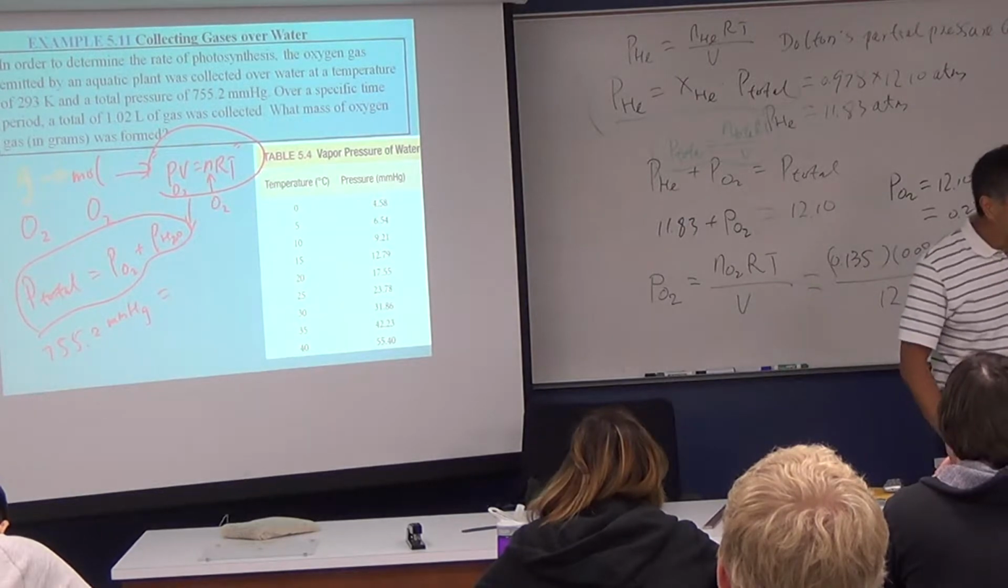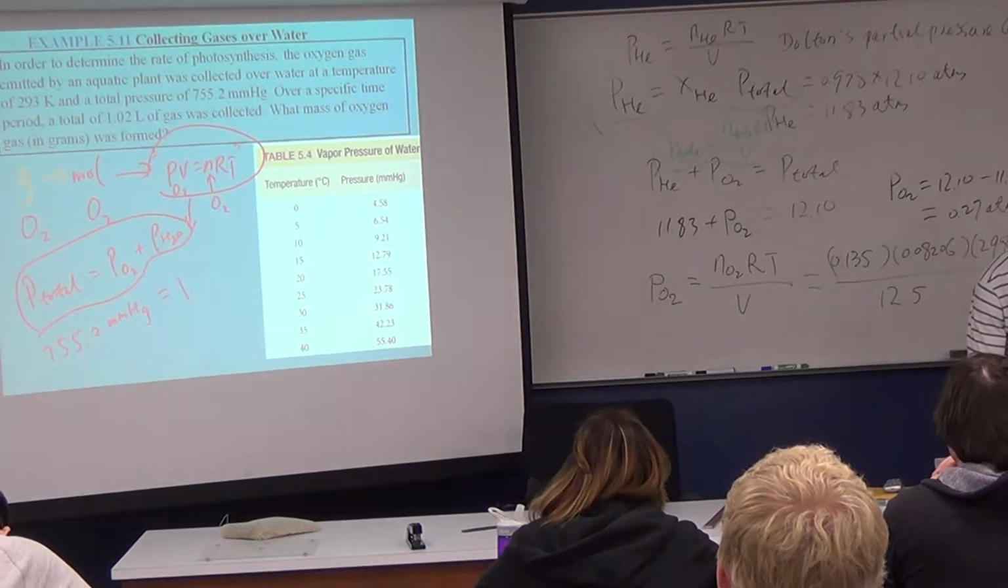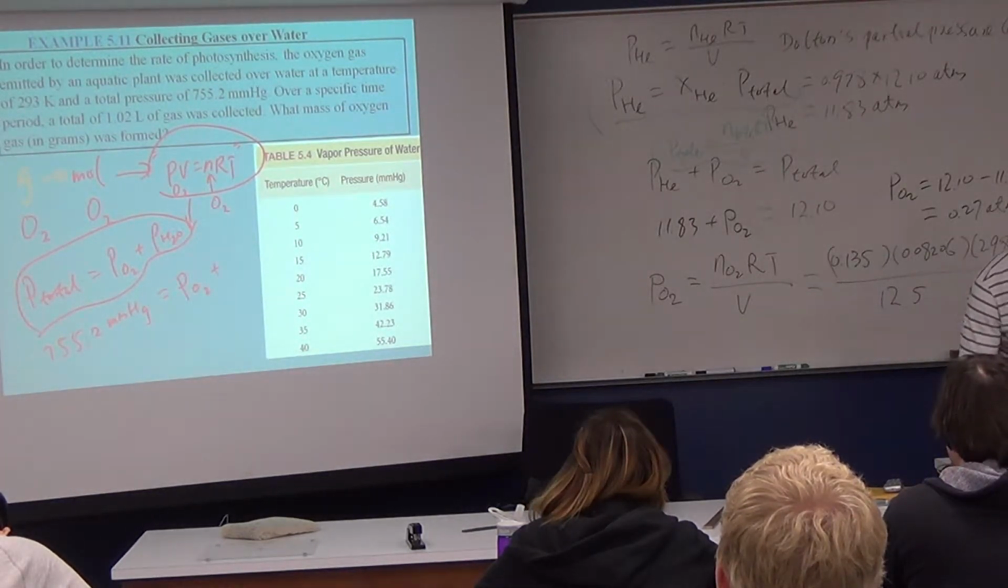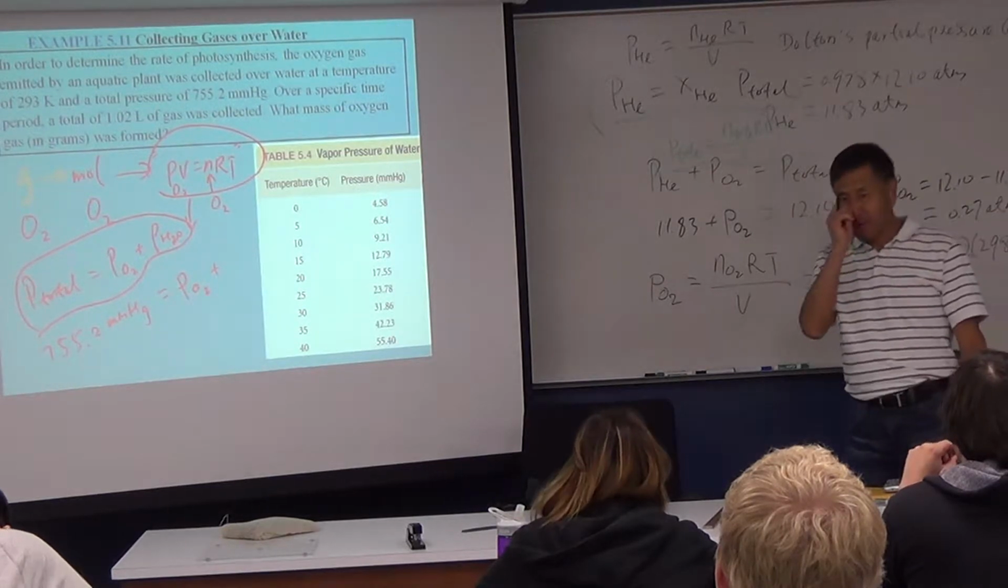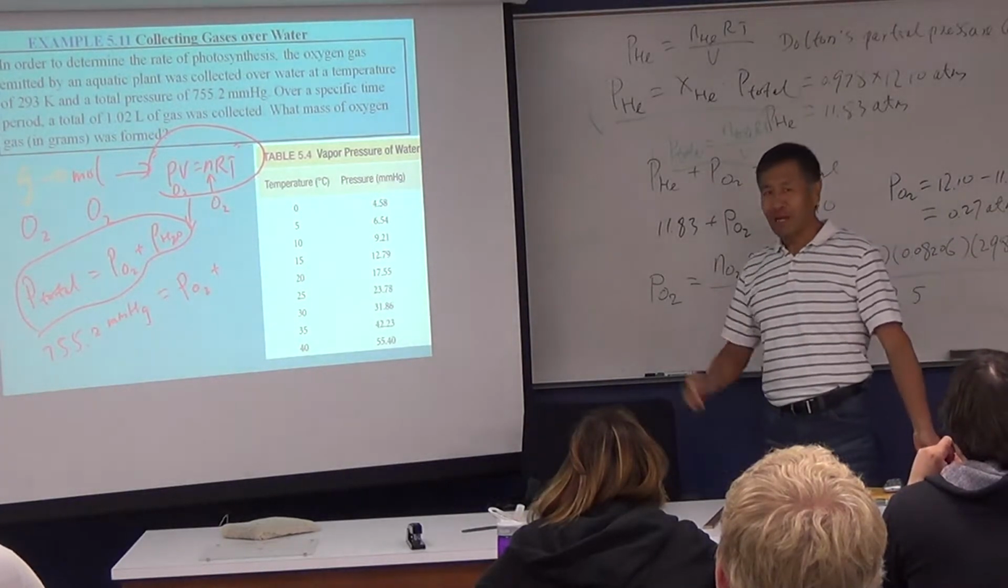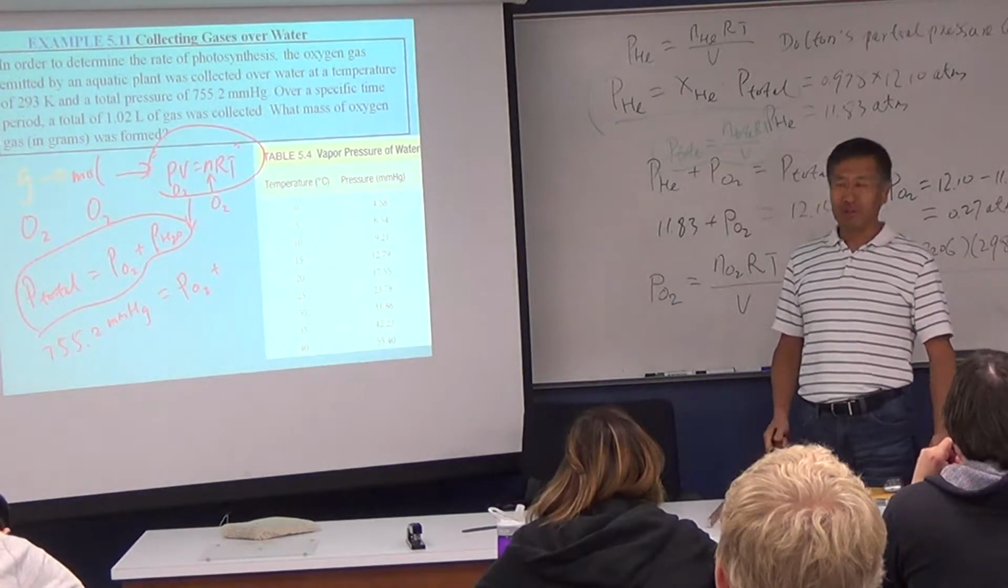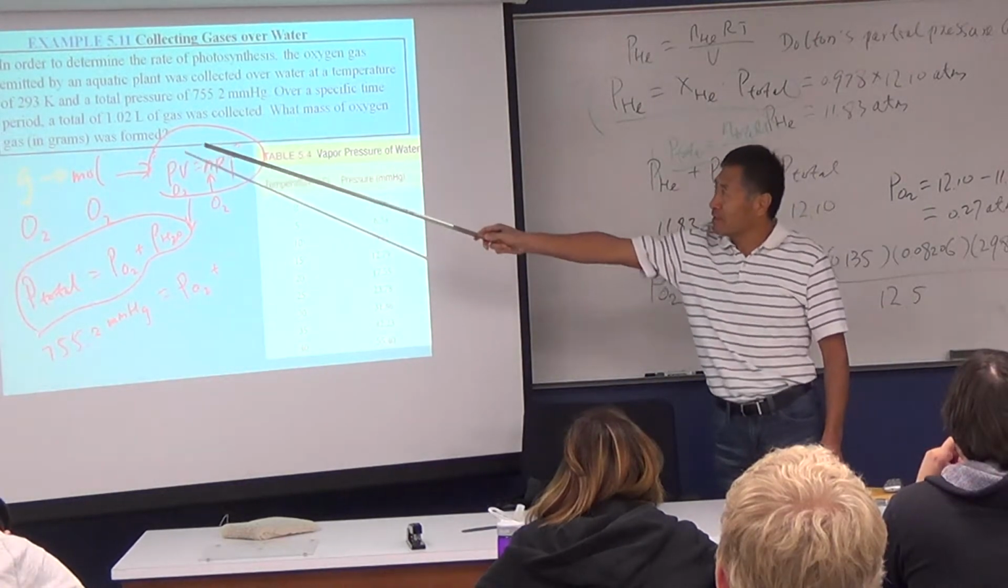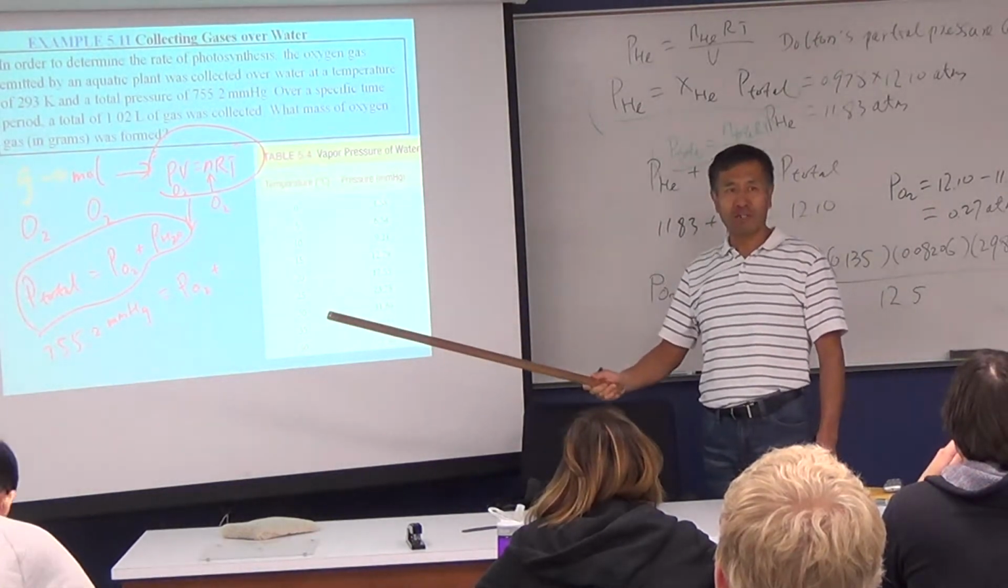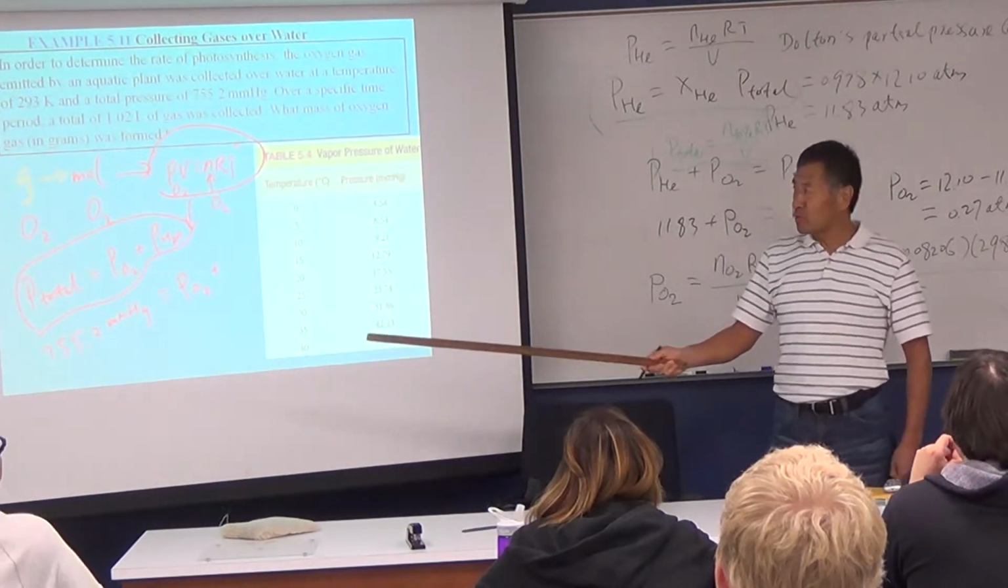What is the partial pressure of O2? We don't know, right? So we have P O2. Can we find out the partial pressure of water vapor? I give you the table, so that depends on the temperature. The temperature given to you is in Kelvin, so you just do a subtraction, right? They give you 293 Kelvin.